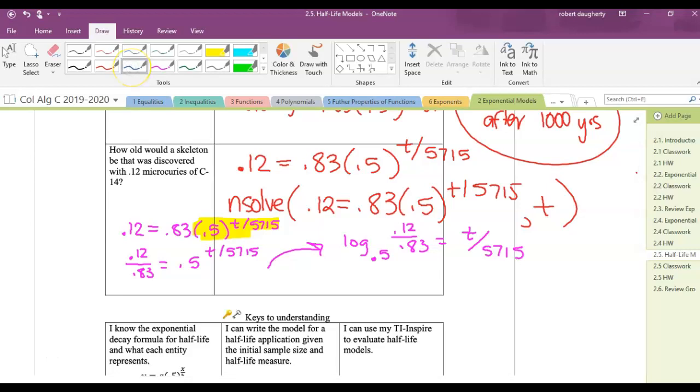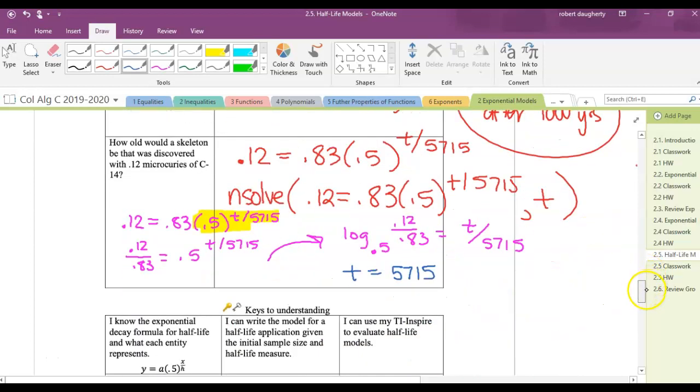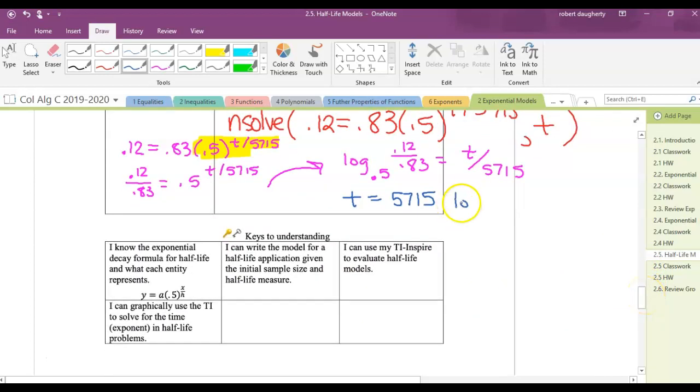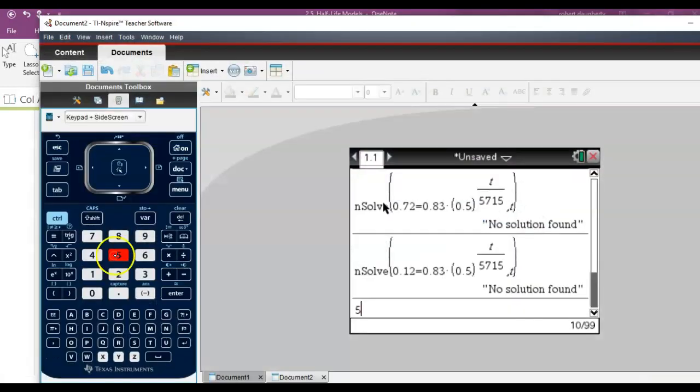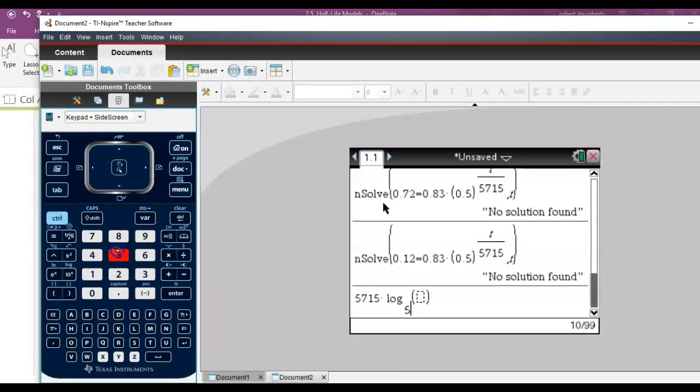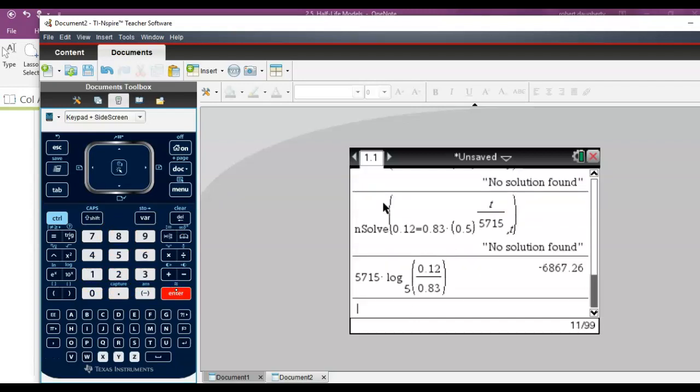To solve that for t, t will be equal to 5715, and is that the right number that I've been typing down? Yeah, 5715. 5715 times the log base 0.5 of 0.12 over 0.83. So I just need my calculator for that approximation. So 5715 times the log base 0.5 of 0.12 divided by 0.83, equal.